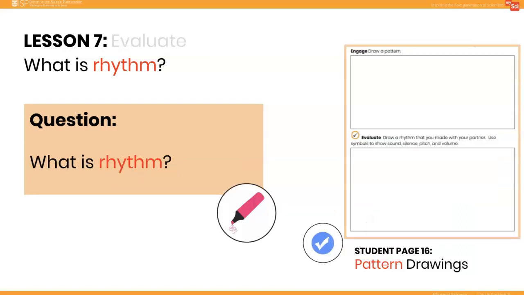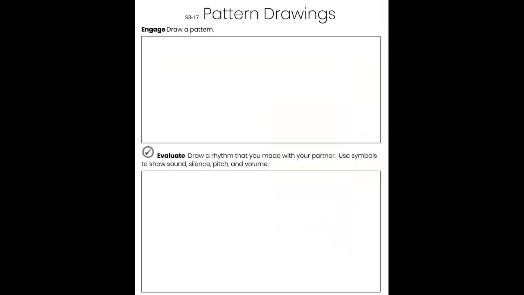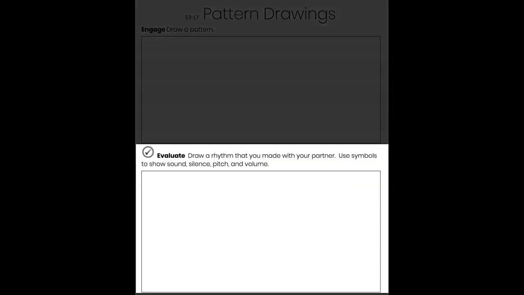In the evaluate portion of this lesson, you'll refer back to the question, what is rhythm? On the pattern drawings handout found in the student journal, have students draw one of the rhythms that they made with their partner. Have them use symbols that represent sound, silence, pitch, and volume.